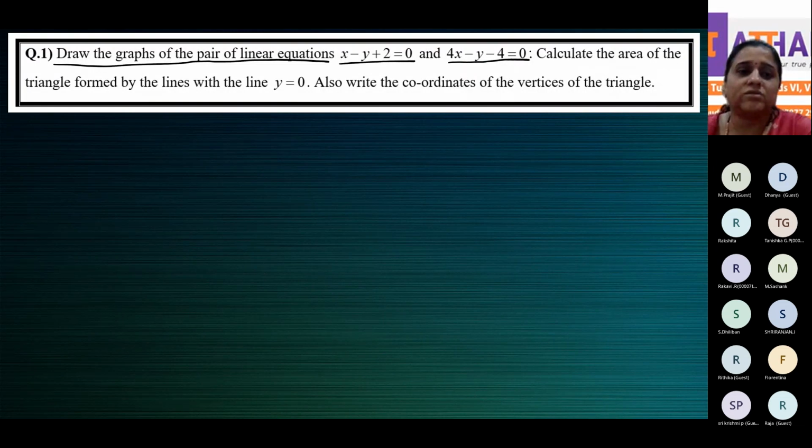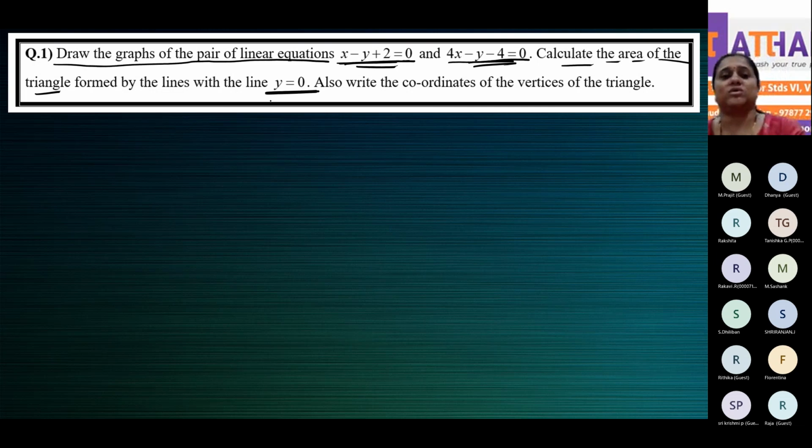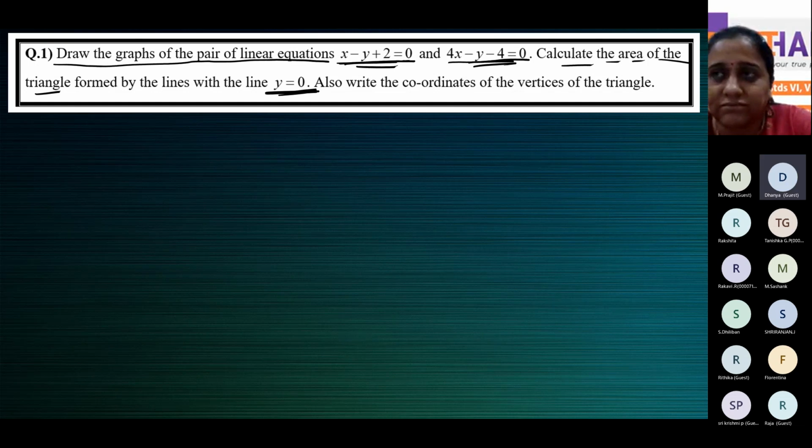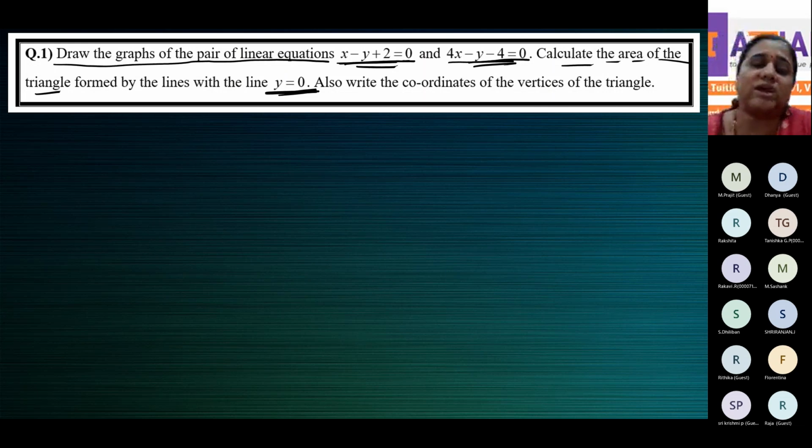All right. So you have 2 equations, so you will get 2 straight lines. Calculate the area of the triangle. Triangle means you need three lines, no? We have only two lines here. Calculate the area of the triangle formed by the lines with the line y is equal to 0. So this y is equal to 0 is nothing but the equation of the, which line? X-axis or y-axis? X-axis. Y is equal to 0 means it's nothing but the x-axis. Also write the coordinates of the vertices of the triangle.